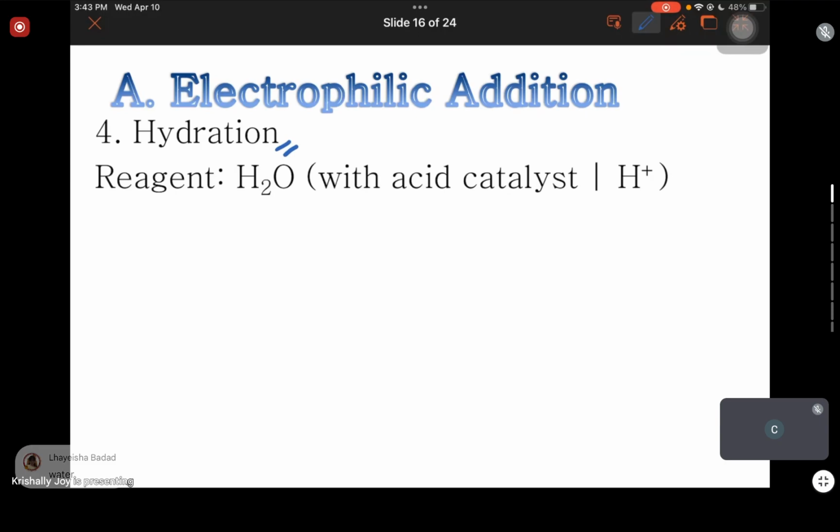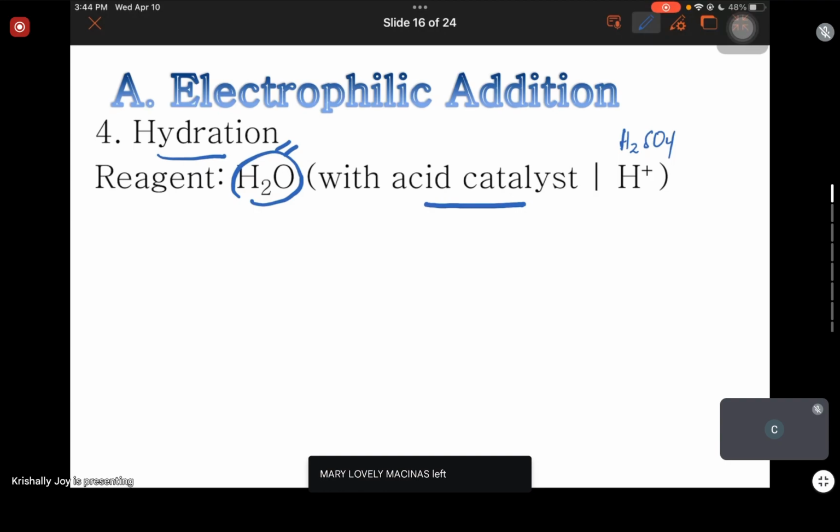So di ba, the name of the reaction itself will tell you what is being added to the reaction. So kung hydration, it's water. And class, kapag nakarinig kayo ng hydration, it always occurs in the presence of an acidic environment. That's why it makes use of an acid catalyst, usually sulfuric acid. Any hydration reaction in chemistry occurs in an acidic environment, kaya palaging may H+.